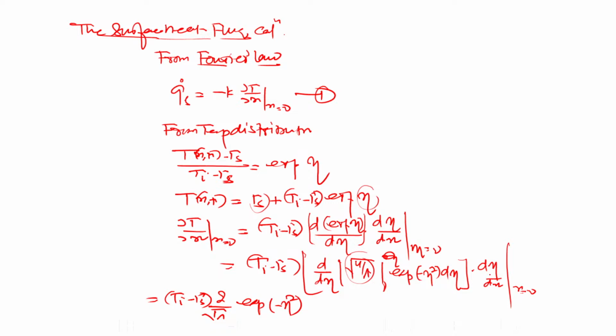And d eta by dx, what is d eta by dx? Since eta is equal to x by under root 4 alpha t, if you differentiate here, d eta by dx is 1 by root 4 alpha t.